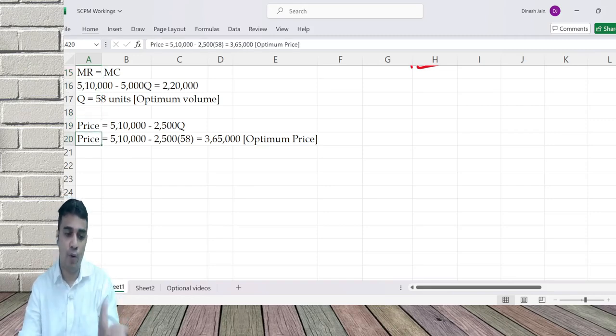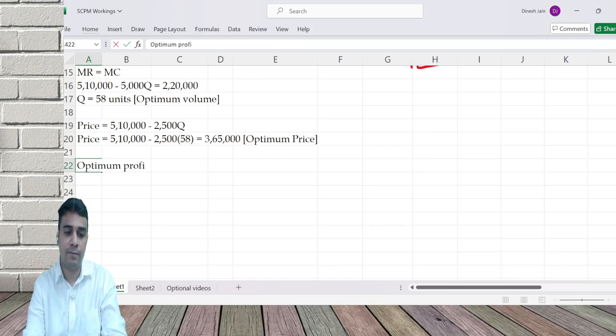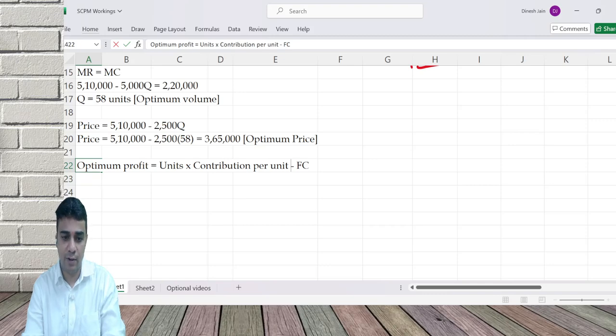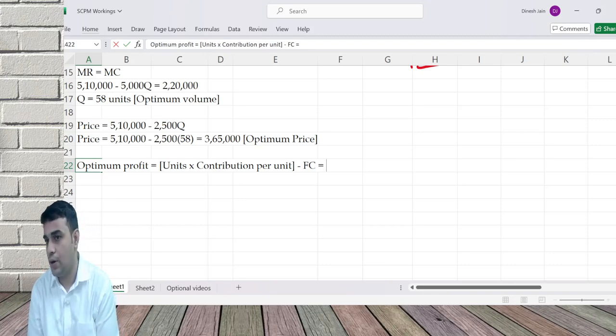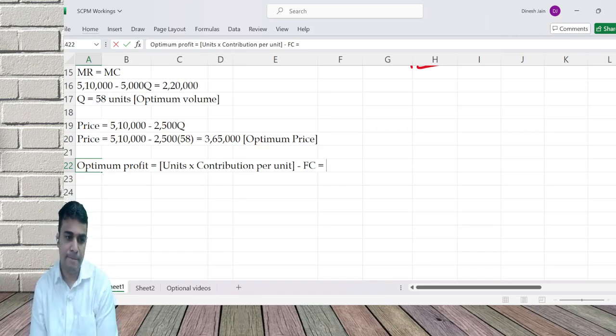And I add one more requirement: optimum profit. Units into selling price minus variable cost, or technically units into contribution per unit, minus fixed cost. There's no fixed cost here. Optimum profit is the maximum profit you can make. Units into contribution per unit minus fixed cost.